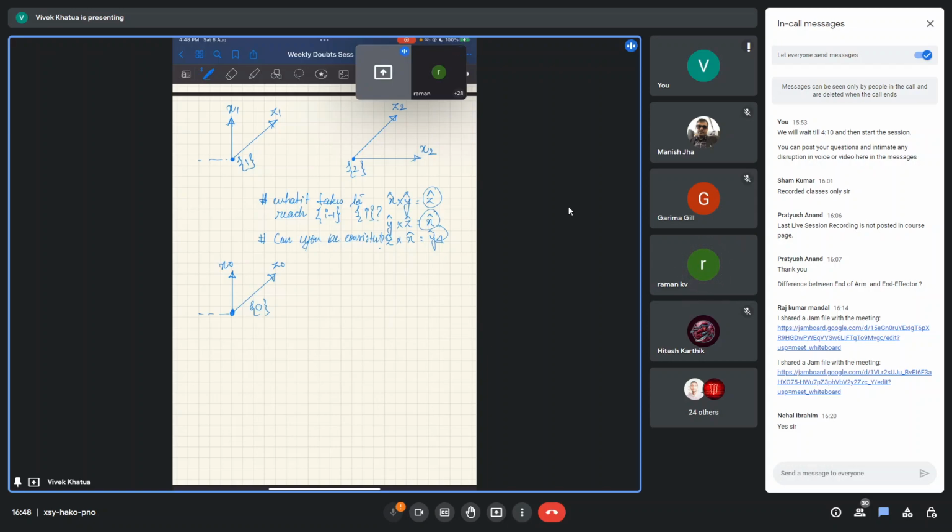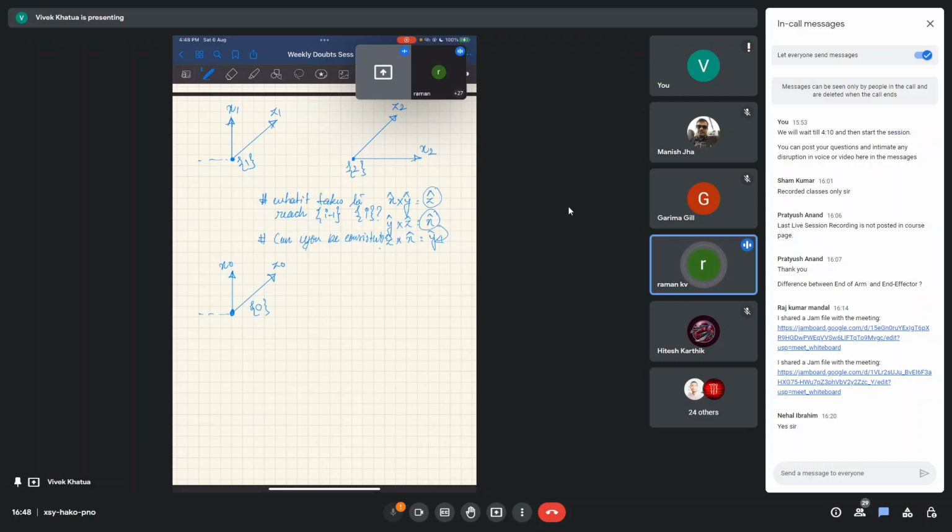Even multiple of pi, right? So that is the concept that we are evolving around. Here, initially we rotate about the z axis, then about the x axis. So that is the sequence we want to follow: first z, then rotate.